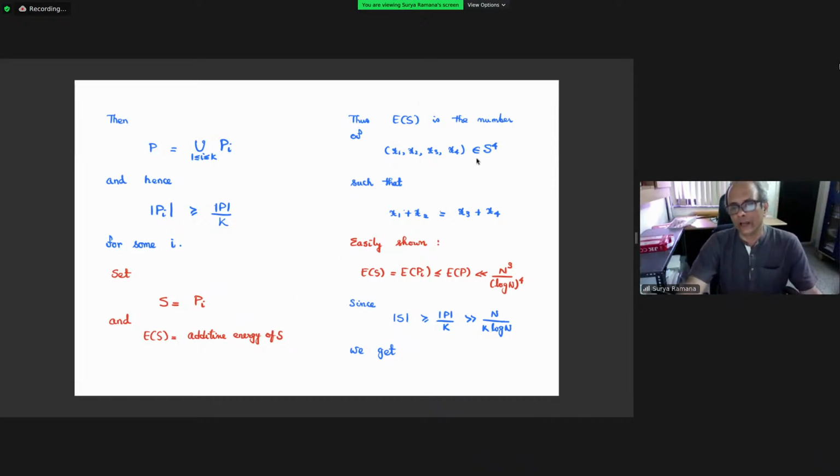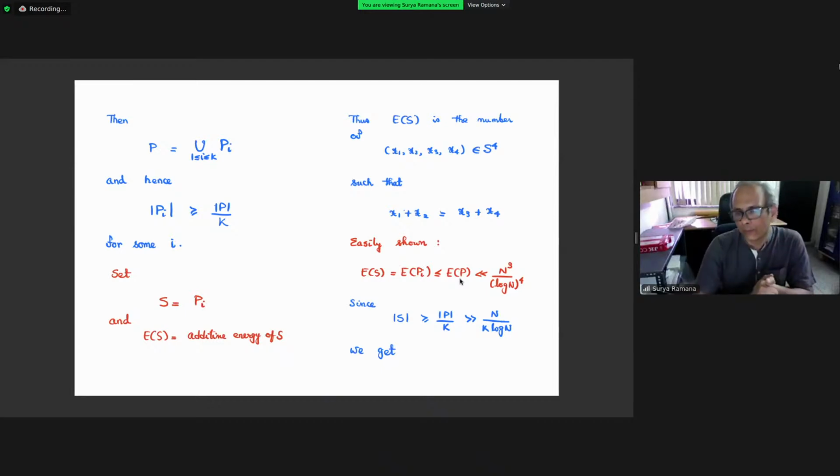The definition of E(S), the additive energy of a set S, is the number of solutions to this equation. So it basically counts the repetitions in additive representation. So x1 plus x2 equals x3 plus x4 with all the x_i's belonging to S. The number of solutions to this equation is called the additive energy. Now, since S is this subset P_i, and P_i is a subset of the full set of primes, plainly from the definition, it follows that the additive energy of P_i is less than the additive energy of the full set of primes in the interval n to 2n. So the arbitrariness in the choice of P_i is gone when you use this inequality.